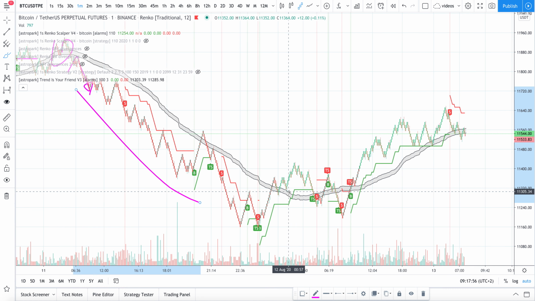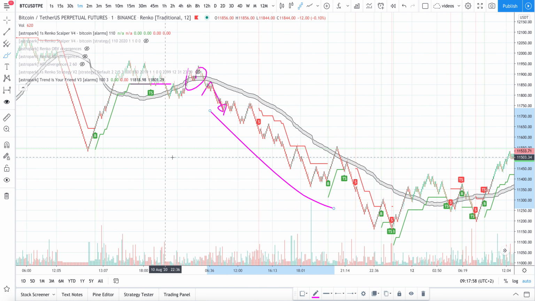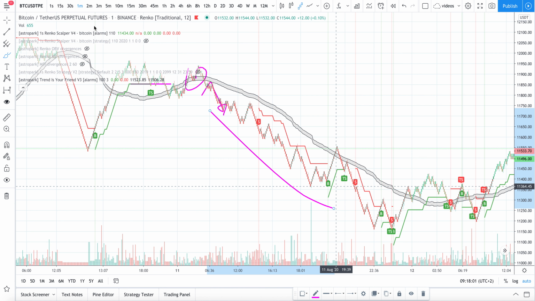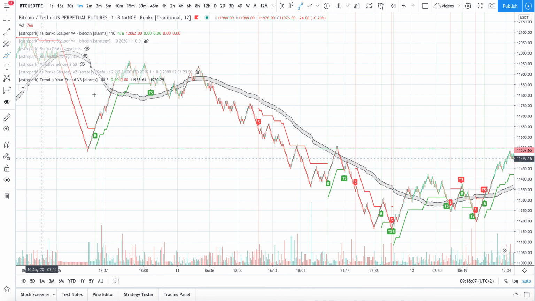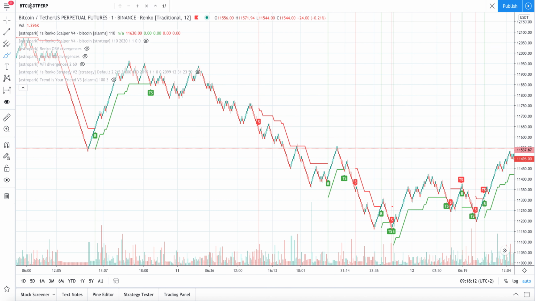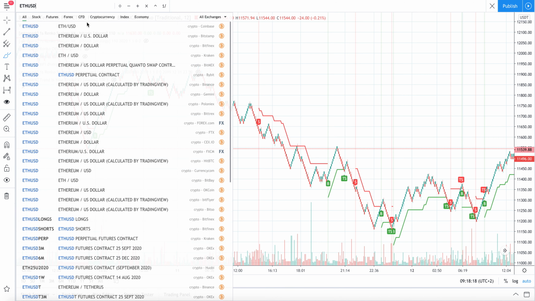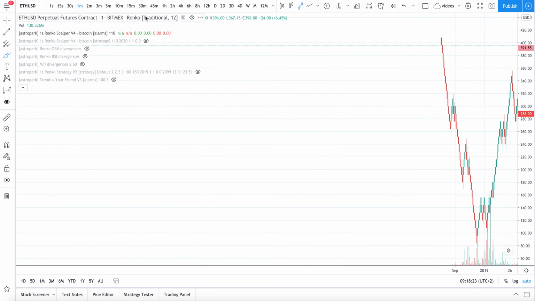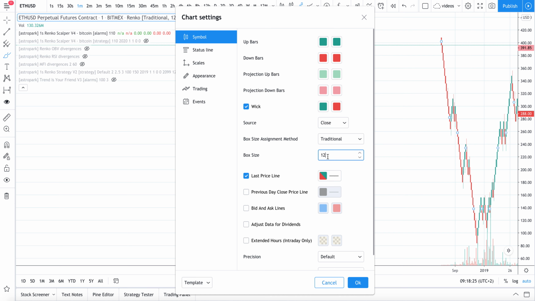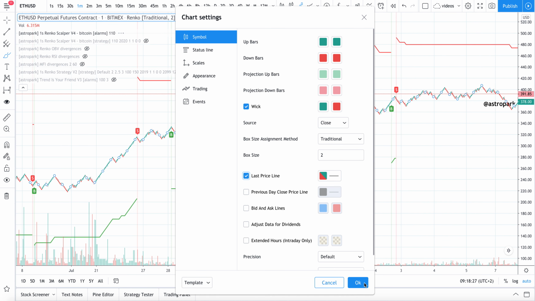I hope you liked my video how to use Renko. This was for Bitcoin. Of course, we can do exactly the same. You can use all these indicators, for example, on Ethereum. Let's go, for example, to Ethereum on BitMEX. Of course, you need to adjust the box size, so it can't be, of course, 12.